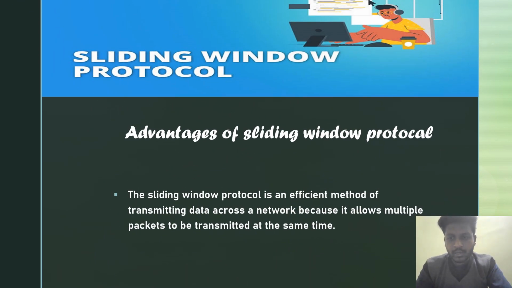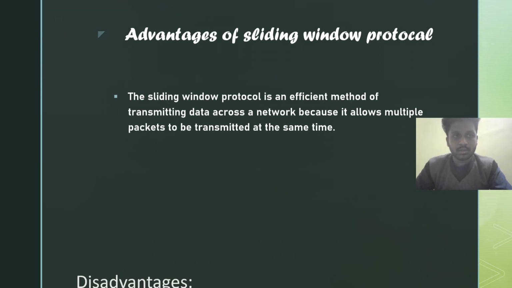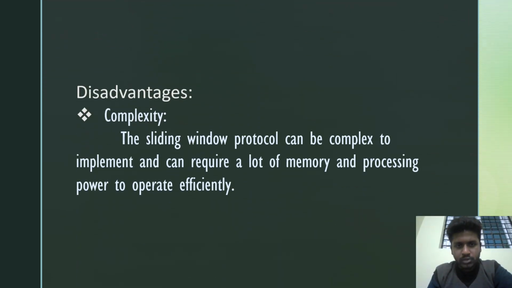Advantages of sliding window protocol. The sliding window protocol is an efficient method of transmitting data across a network because it allows multiple packets to be transmitted simultaneously. Disadvantages of sliding window protocol are complexity. The sliding window protocol can be complex to implement and can require a lot of memory and a lot of power to operate efficiently.